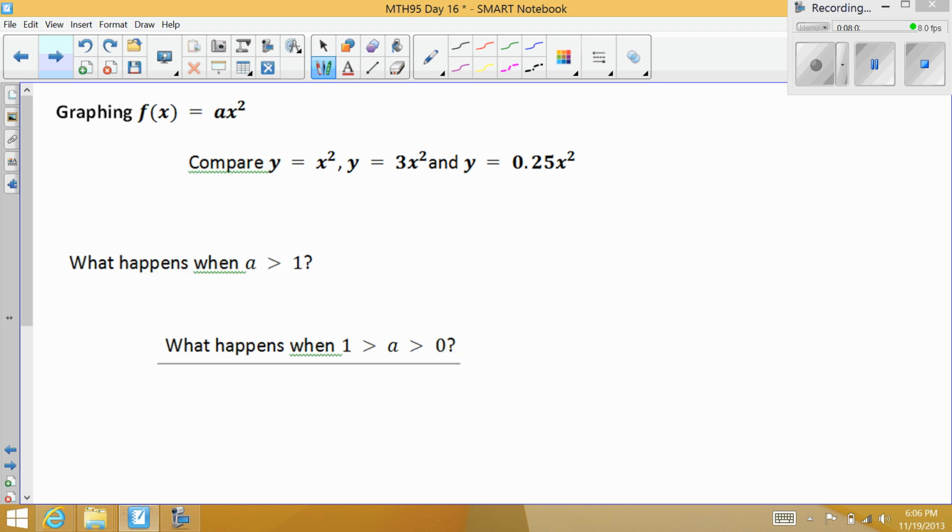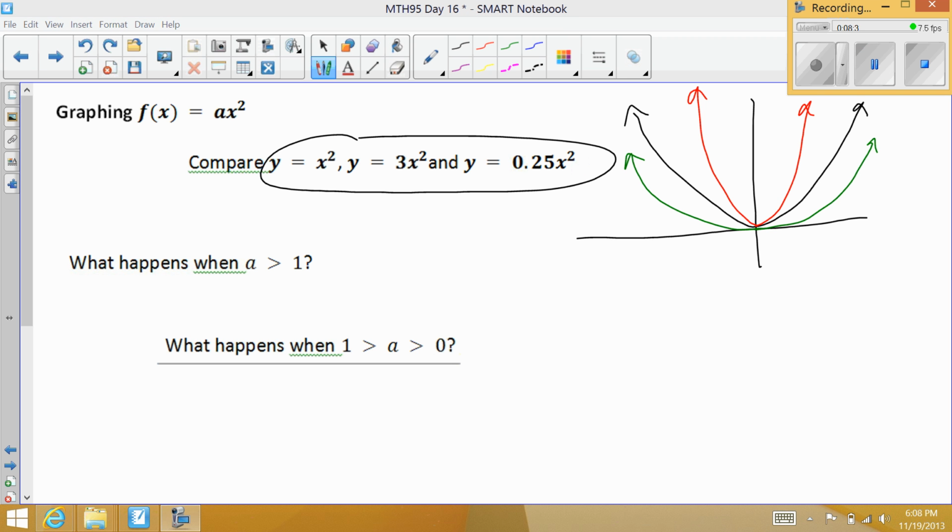Okay, those are all what we call rigid transformations. They don't change the shape of the parabola. And we're going to look at some that are actually going to change the shape of the parabola. It'll still be the U-shaped graph, but it's going to make it a little taller or a little shorter. So grab those calculators again. We'll have our basic x squared, and then 3 times x squared and 0.25 times x squared. Go ahead and graph those three.